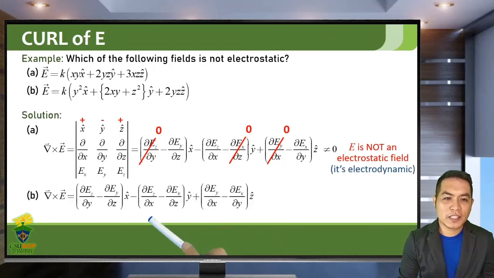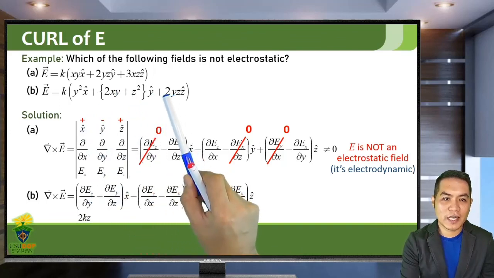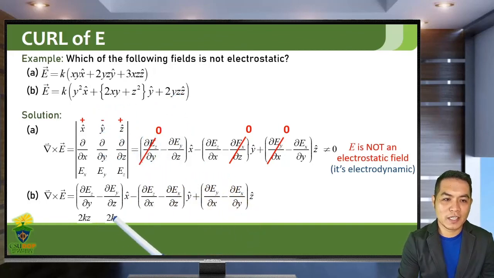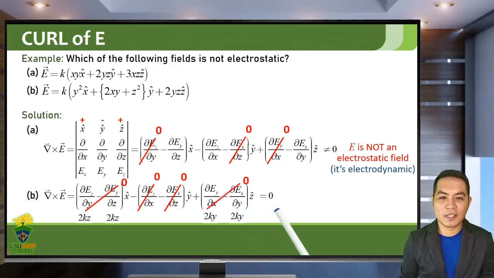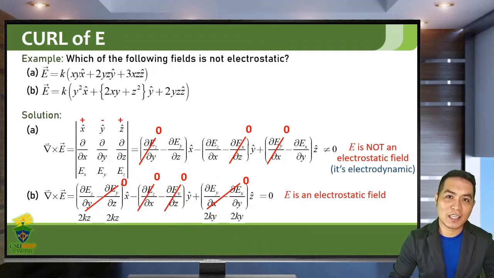So how about letter B? Using the same formula, you will notice that for partial of EZ with respect to y, the z component is this one. If you take the derivative with respect to y, then you get 2z times k, or 2kz. That's the same for partial of EY with respect to z. And you will get 2kz minus 2kz, which is 0. For the y component, that is 0. For the z component, it's 2ky, and that's also 2ky, so 2ky minus 2ky is 0. Therefore the curl is 0, and the electric field in letter B is an electrostatic field. Okay.